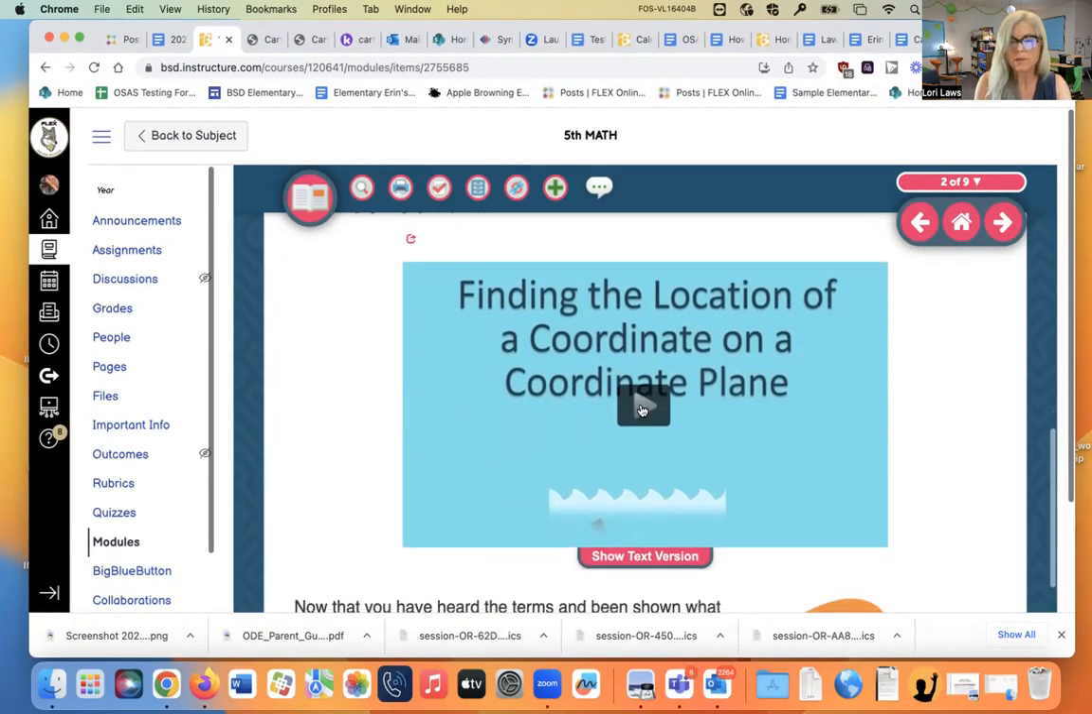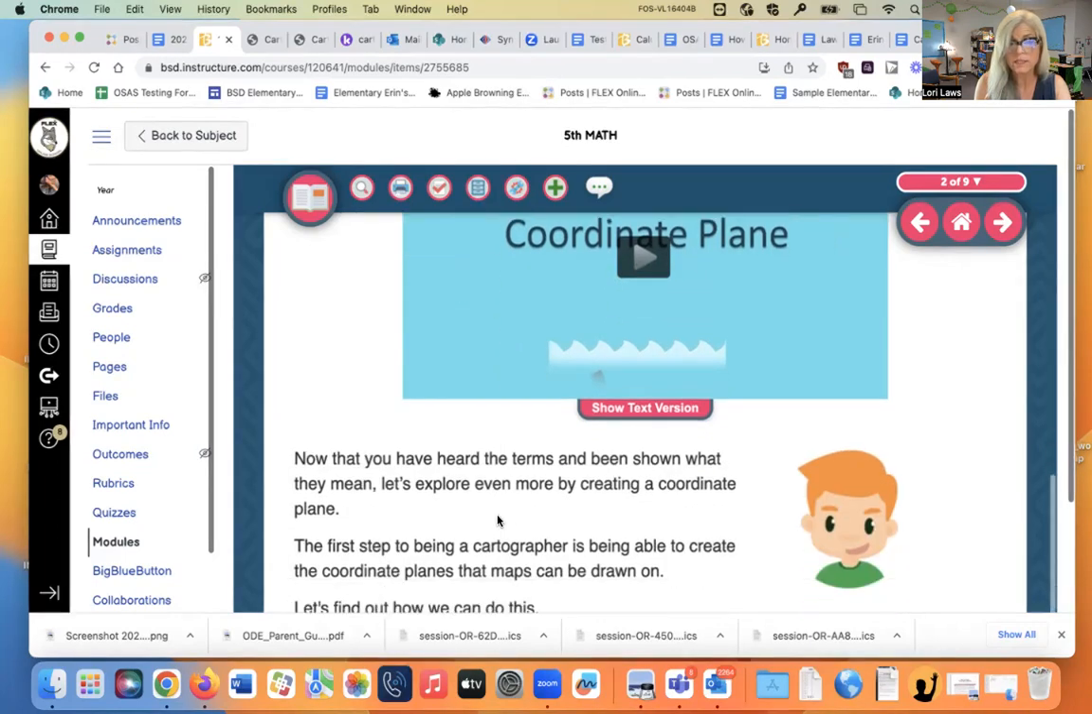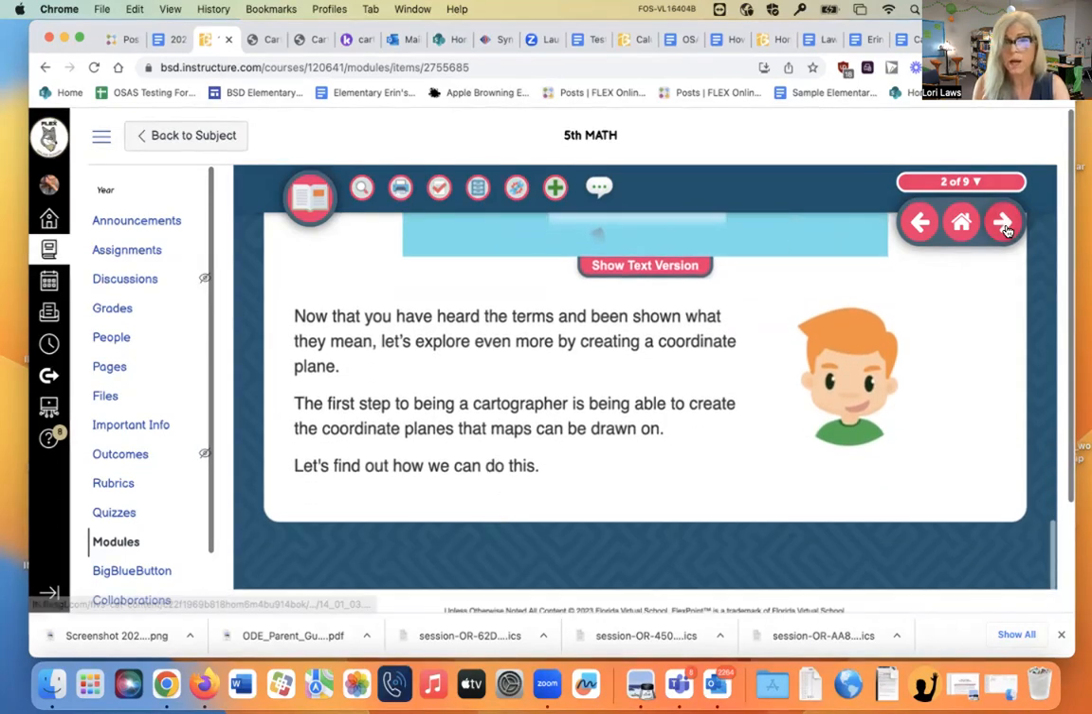Finding the location of a coordinate plane. You should watch this video. It's going to explain it. I'm not going to show it to you right now.